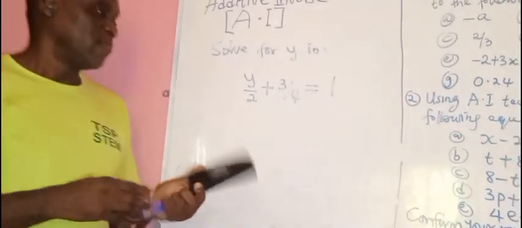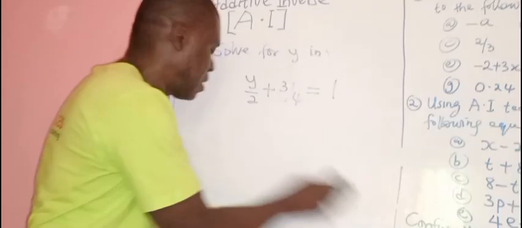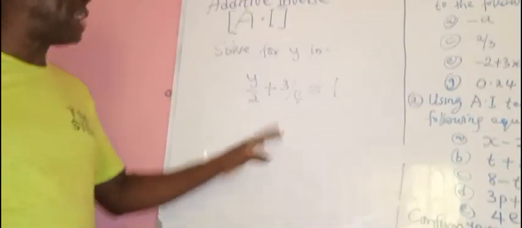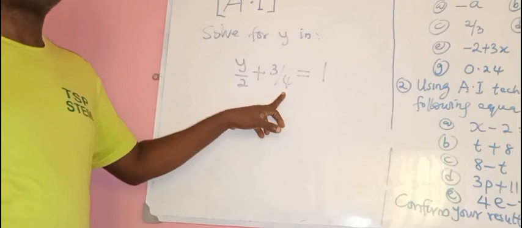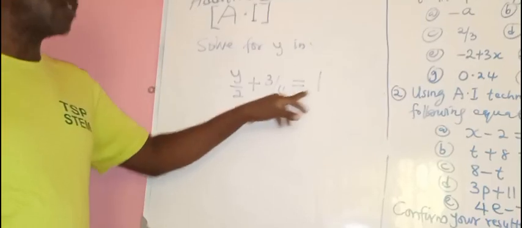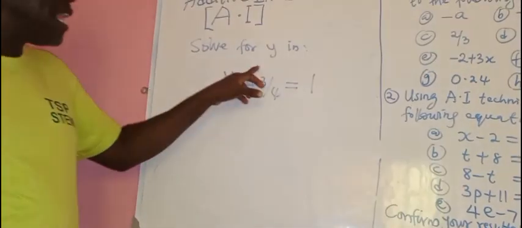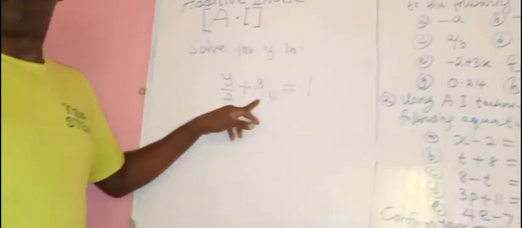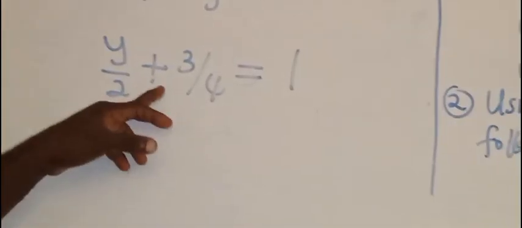Now look at this. I can deploy the knowledge of additive inverse to solve this problem. Y over 2 plus 3 over 4 is equal to 1. Now, I can remove this because what I'm looking for is y. I don't want plus 3 over 4. What I will do is use the additive inverse of plus 3 over 4. It needs to be minus 3 over 4. That means I will add minus 3 over 4 to both sides. Is that clear? So I will now have y over 2.